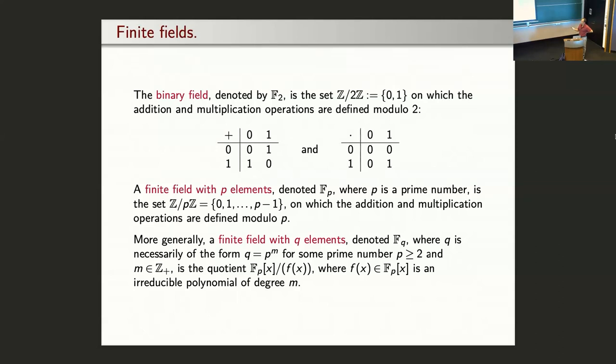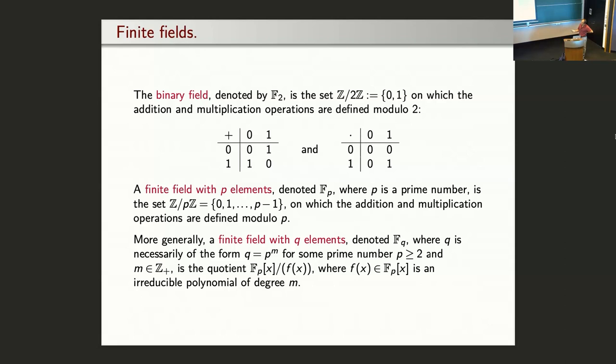F2 as a set has two elements, 0 and 1, and we do modular arithmetic on this set. So we add entries of F2 according to this table and multiply them according to this table. More generally, we can consider a finite field with p elements, where p is a prime number. As a set, Fp consists of numbers from 0 to p minus 1, where p is our prime number. And we have the addition and multiplication operations similar to these two tables.